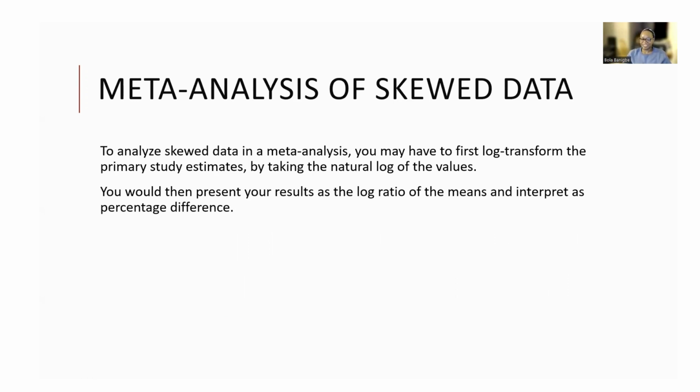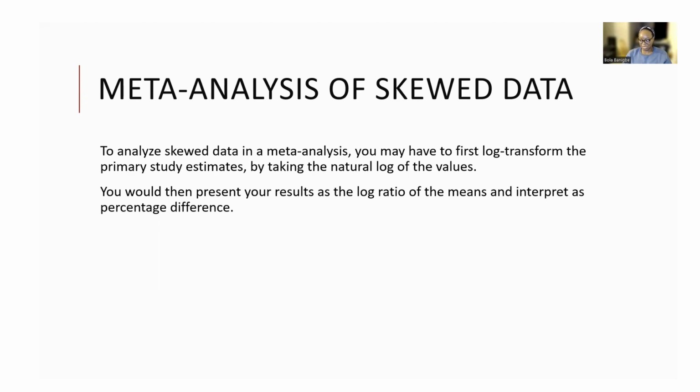And thank goodness for statistical software. You don't have to hand calculate all of that. Just do your log transformation in your R or in your SAS or whatever. And then you log transform each primary study estimate. Once you do that, you go ahead and run the meta-analysis as usual, and then you present your result as the log ratio of the means. And then when you're talking about it or writing about it, you talk about the difference as percentage difference, not mean difference.